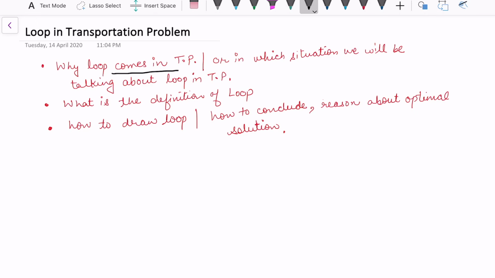In my last video, we found the optimal solution of a transportation problem using the UV method. And we obtained the net evaluation, that is Zij minus Cij is all less than or equal to 0 with the dual variable, and that is what we talked about in the UV method. So in which situation will we be talking about loop? That's the first question. And once we know in which situation we'll be talking about the loop, then what is the formal definition of the loop? And the third thing we need to learn in this video is how to draw the loop and how to conclude or reason further about the optimal solution, or how it contributes to the optimal solution.